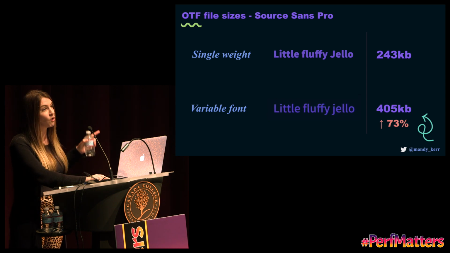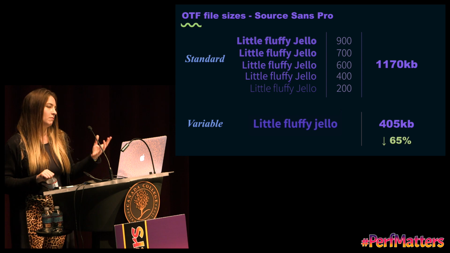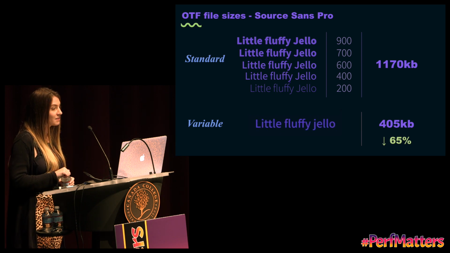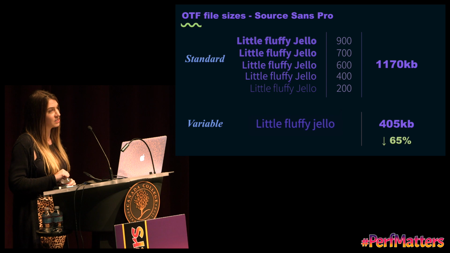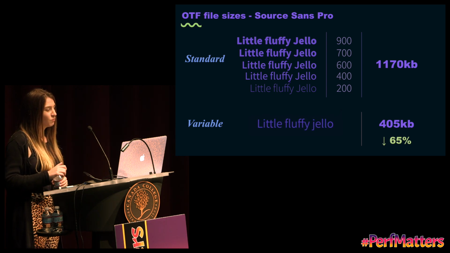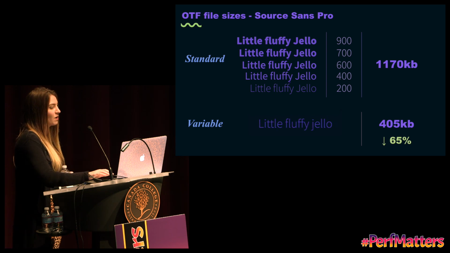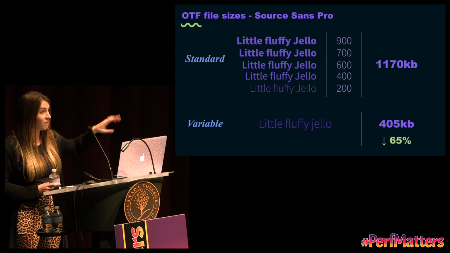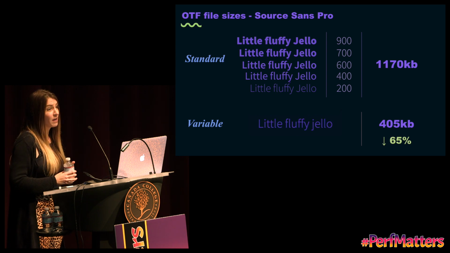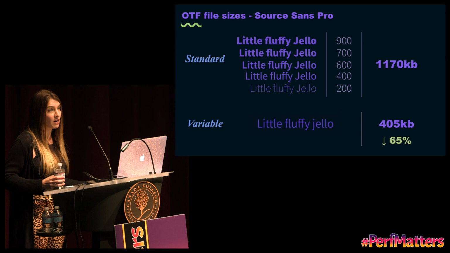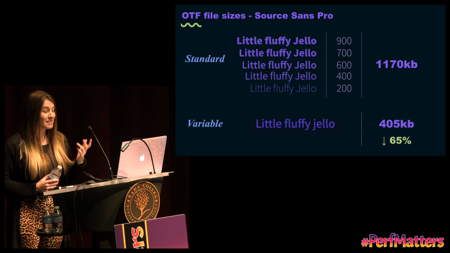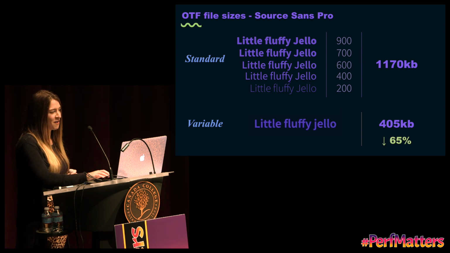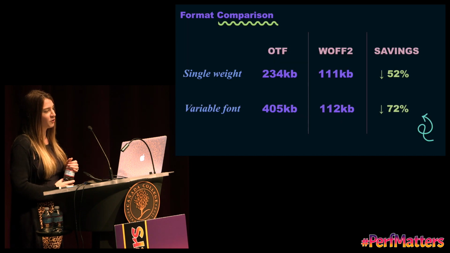But because the variable font contains all of that information, it seems fair to compare that to the total combined size of all of the different Source Sans Pro weights. So I think there's 5 there. It comes to about 1,170 kilobytes, approximately, which then makes the variable font 65% less than the total combined file size. But what's even more interesting about this is if you wanted to use only 2 of these weights, because you know we don't use that many font weights in our projects at the moment. If you just wanted bold and regular, which is pretty common, I work on a news site, so bold and regular is a thing that we do a lot, it's still smaller to use the variable font than it is to use 2 versions of the single font as an OTF file. So what about if we compress it to WOFF2?